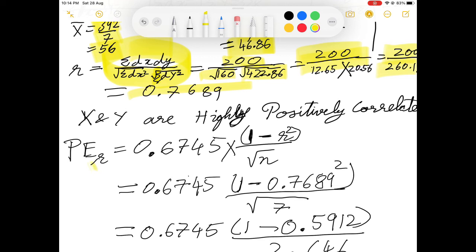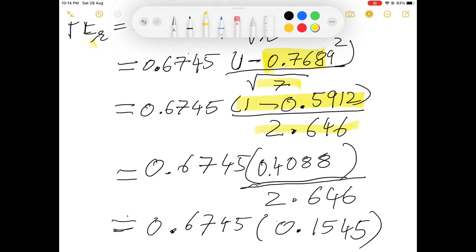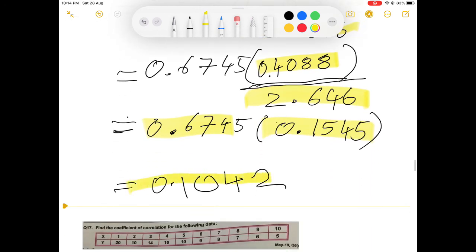Now let's calculate the probable error. So the probable error formula is the same here, 0.6745 into 1 minus r square divided by root n. So r we take from above, 0.7689 square, and n is 7, so root of 7. So here now it becomes 1 minus 0.5912 divided by 2.646. Simplifying this further I get 0.4088 divided by 2.646. So when I use a calculator I get the value 0.1545 for the division, and I multiply this with 0.6745 to get 0.1042.